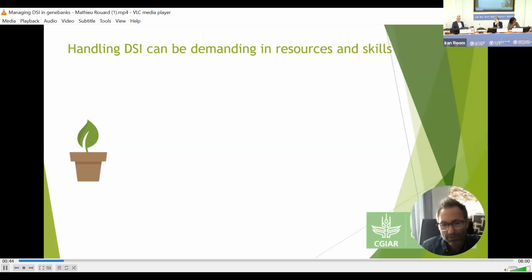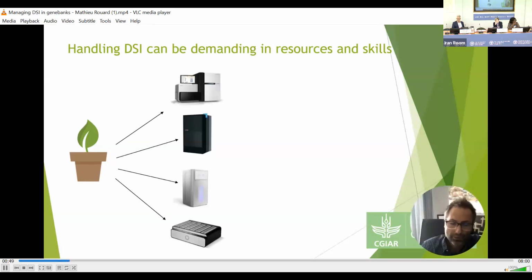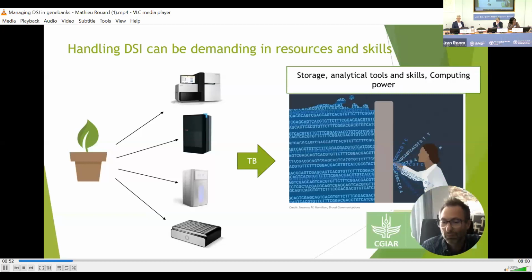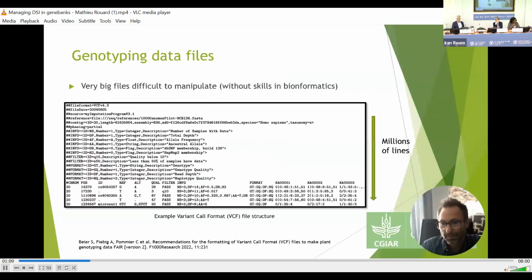Each time you take a plant to conduct an experiment for sequencing, whatever the machine you use, what you get in return are usually terabytes of data that are challenging to manage unless you have access to appropriate storage, analytical tools, and computing resources, as well as access to experienced bioinformaticians to help you deal with the data. But even if you can get rid of these constraints and difficulties, what you will get at the end are genotyping data files that are very big and very difficult to manipulate if you don't have the proper skills in bioinformatics to do that.